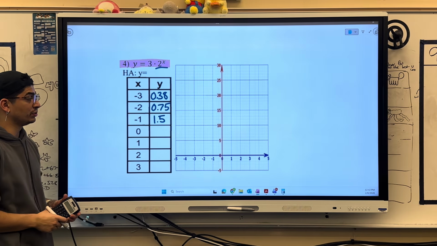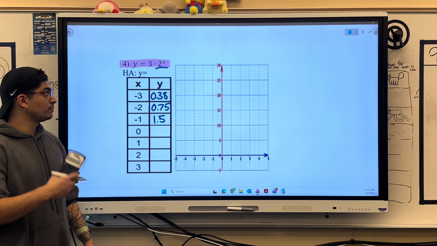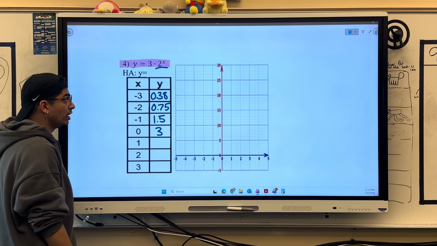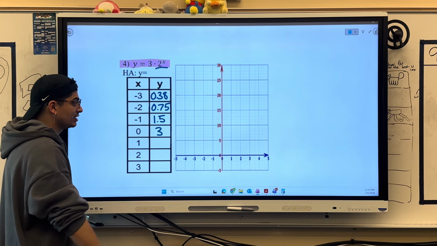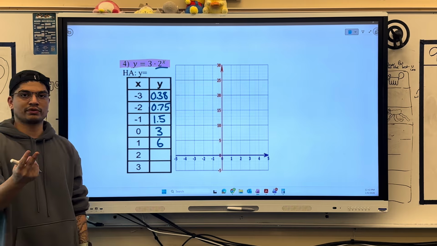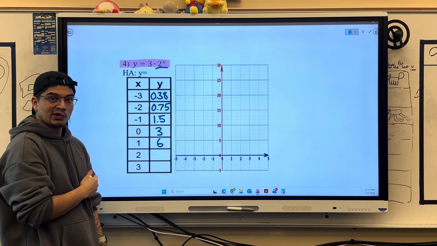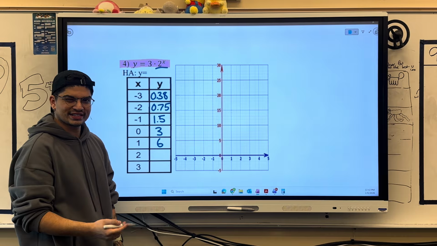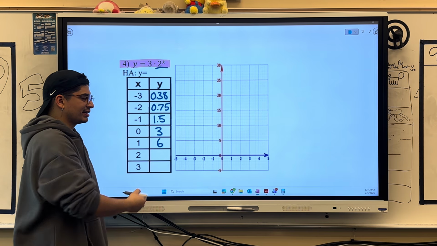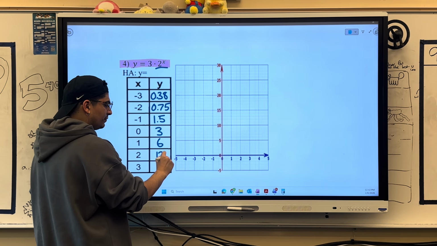Now I'm just going to use my exponent rules here, right? Anything to the power of 0 is 1. So 2 to the power of 0 is 1, times 3, 3. 2 to the power of 1 is 2, times 3 is 6. And now you can do a couple things, right? You can keep using your calculator, you can keep inputting, or maybe you start noticing, what's the common ratio? What's happening each time? 1.5 to 3, 3 to 6. Am I not multiplying by 2 every single time? Yeah, I am. 6 times 2 is 12. 12 times 2 is 24.